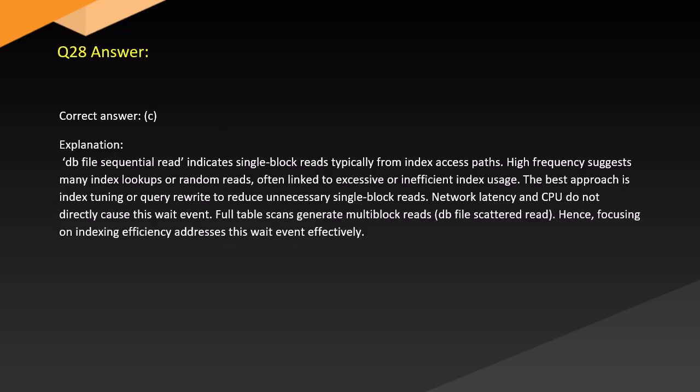Answer. Correct answer: A. Explanation. DB file sequential read indicates single block reads typically from index access paths. High frequency suggests many index lookups or random reads often linked to excessive or inefficient index usage. The best approach is index tuning or query rewrite to reduce unnecessary single block reads. Network latency and CPU do not directly cause this wait event. Full table scans generate multi-block db file scattered reads, hence focusing on indexing efficiency addresses this wait event effectively.